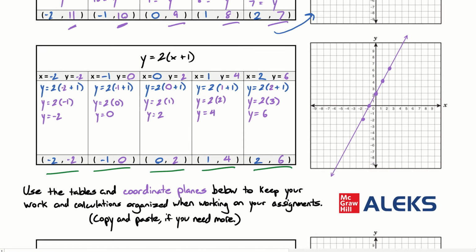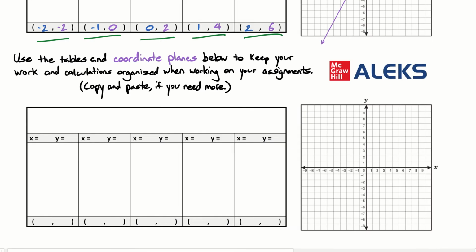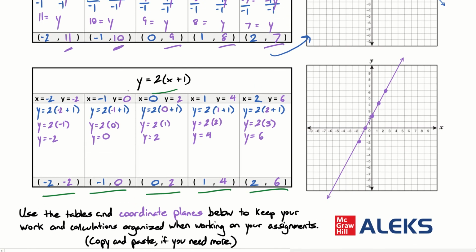Now, maybe you calculated properly, and I want everyone to know something. You didn't have to leave the equation just like this. I know maybe some of you were like, oh, I got to take that 2 and distribute it. You could have easily done that. You would have gotten y is equal to 2x plus 2, and if you used that equation, instead of y is equal to 2 times the quantity of x plus 1, you would have gotten the exact same numbers.